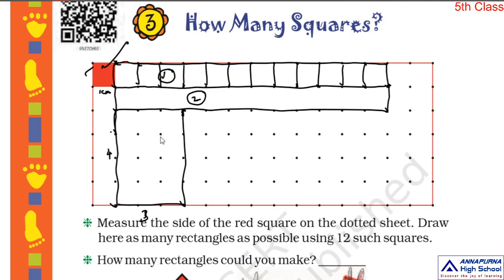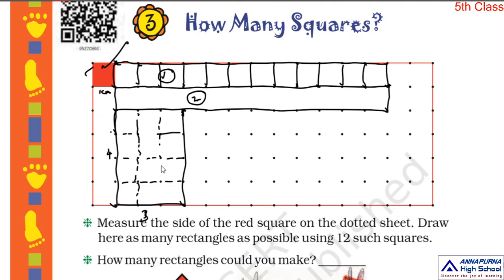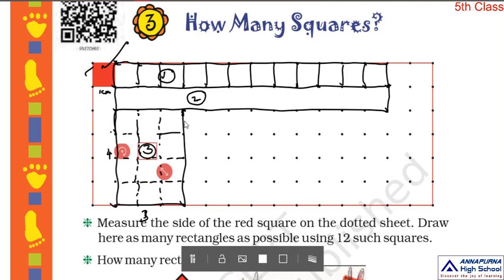If you draw like this, you see. You count the number of squares: 1, 2, 3, 4, 5, 6, 7, 8, 9, 10, 11, 12. By using such squares, we form a rectangle. Let it be the third one. This is the third rectangle, isn't it?